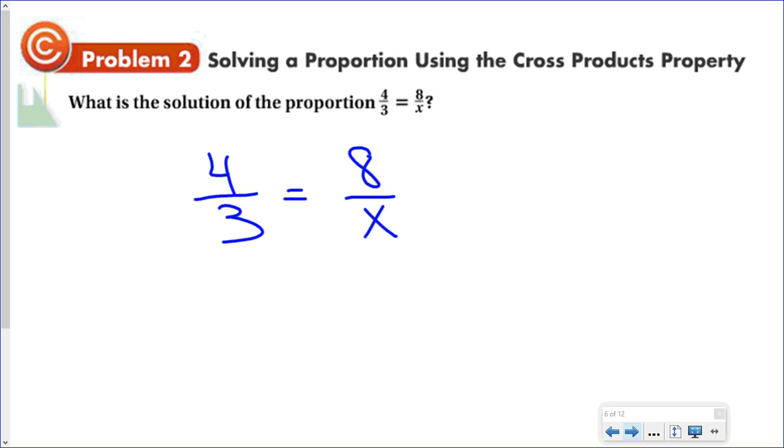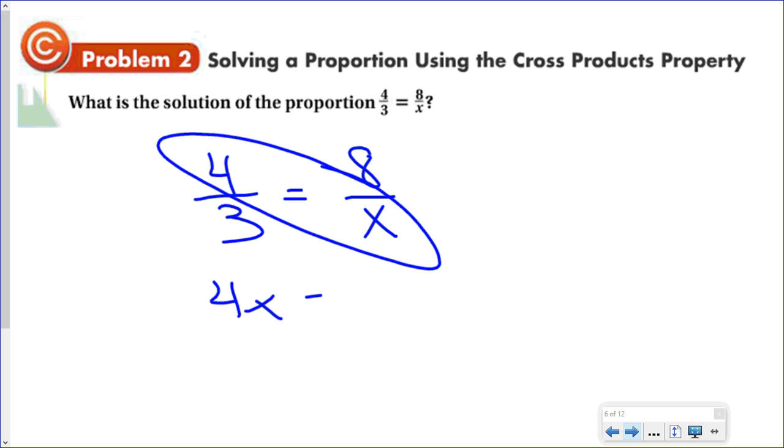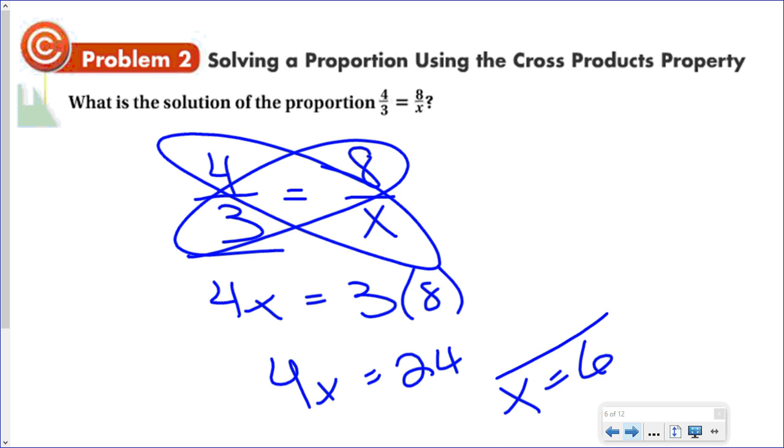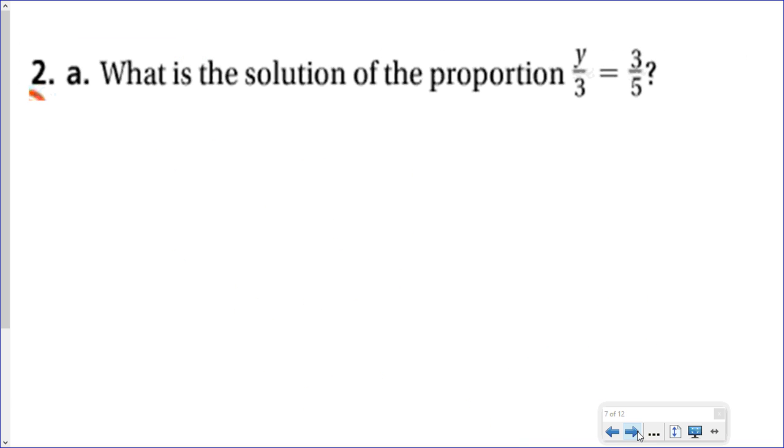Notice how they're kind of moving x around a little bit, but as long as you do the same thing, you're in good shape here. Go this way, take 4 times x, which is 4x. Go the other way, 3 times 8. 4x equals 24. Divide by 4, x equals 6. Okay, same thing with this one. I'll skip this one.